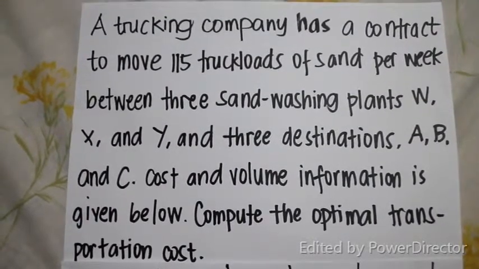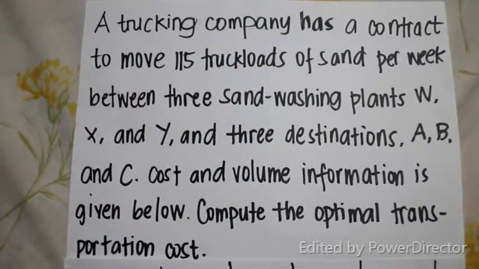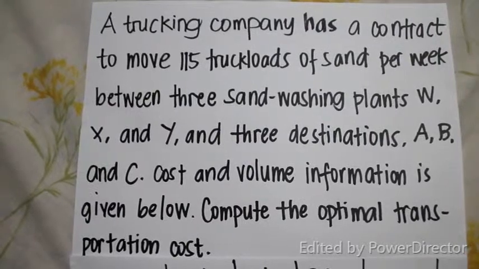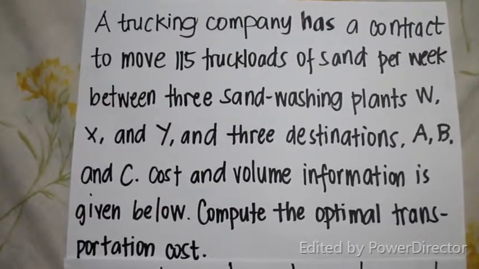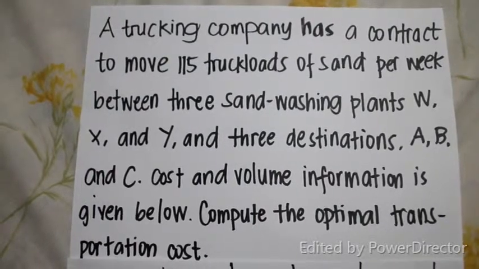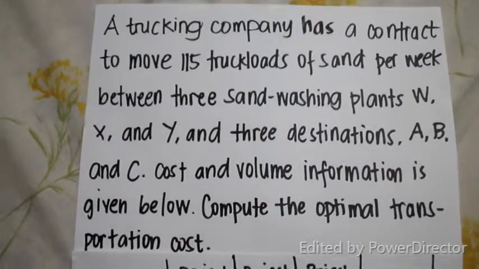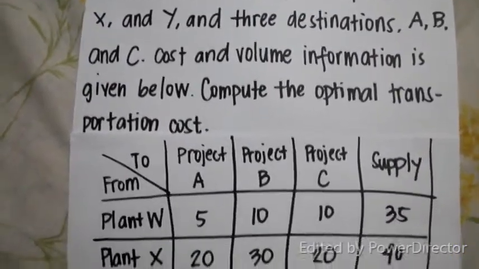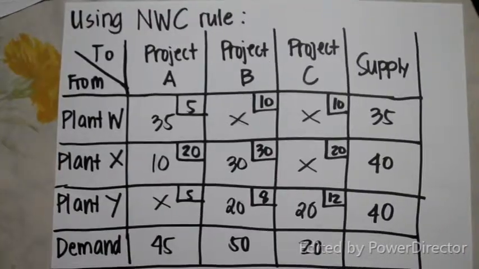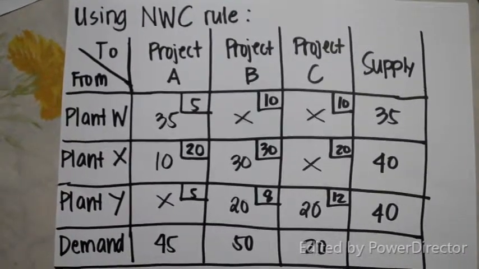A trucking company has a contract to move 115 truckloads of sand per week between 3 sand washing plants W, X, and Y, and 3 destinations A, B, and C. Cost and volume information is given below. Compute the optimal transportation cost. Using the northwest corner rule, here is the table.